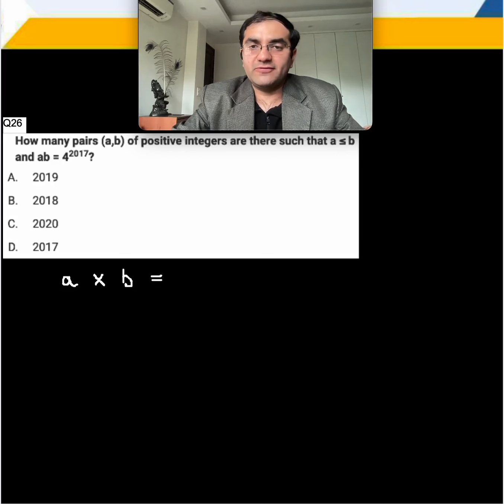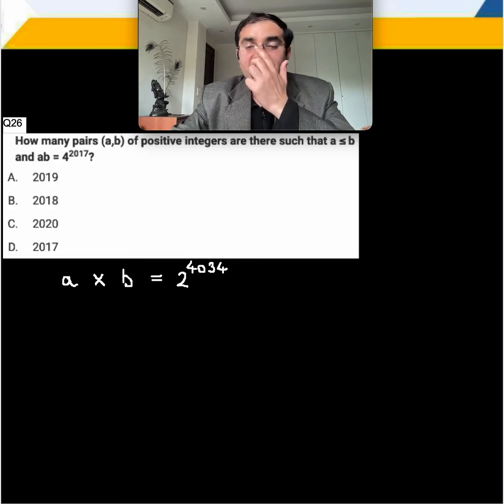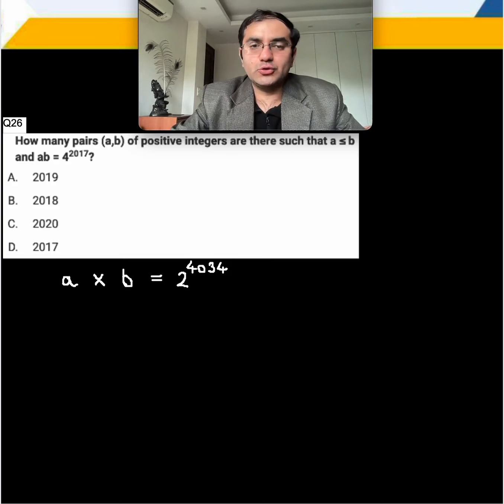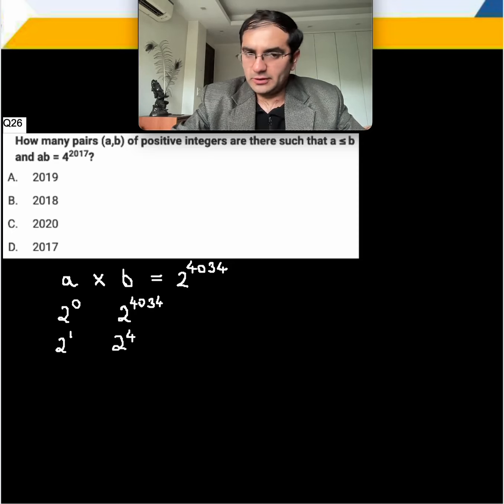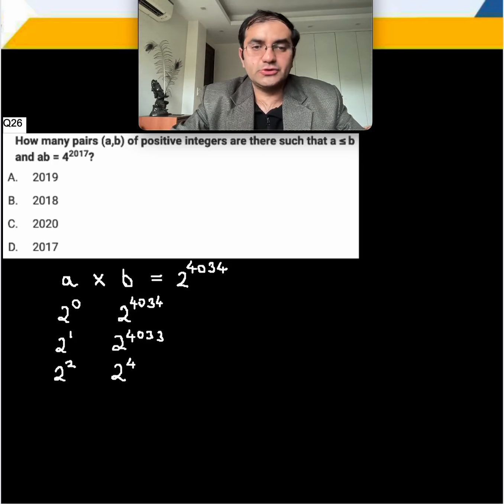We'll write 4 as 2 square, becomes 2 to the power 4034. A is less than B and eventually becomes equal to B. So we'll give the smallest value to A, 2 power 0. B becomes 2 power 4034. Then A, let us give 2 power 1. B becomes 2 power 4033. Then 2 power 2, 2 power 4032.